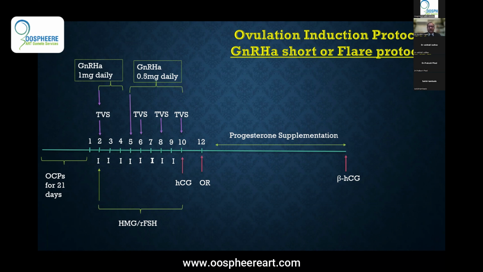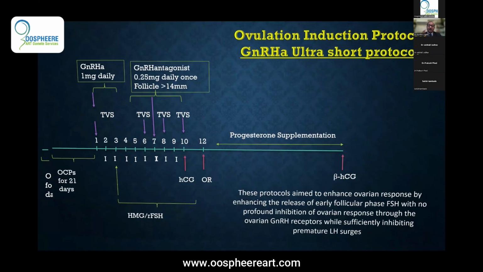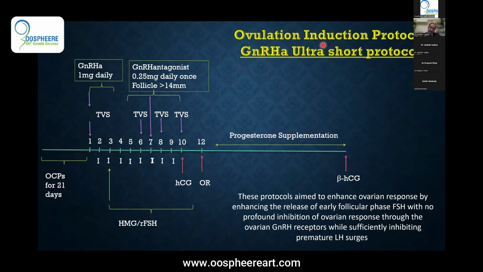So please remember that. The next protocol is ultra short, which means it is still shorter in time. So here the agonist is given only for the first 3 days, the same dose, 1 milligram of leuprolide for 3 days. On the fourth and fifth day, we don't give agonist. We just utilize the surge effect. On the fourth and fifth day, we don't give anything.